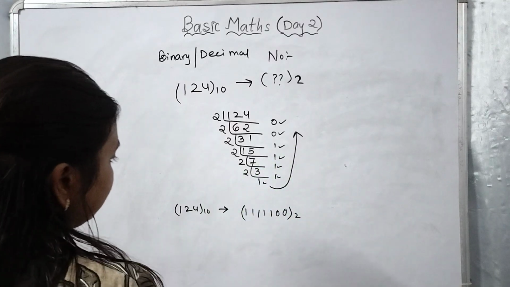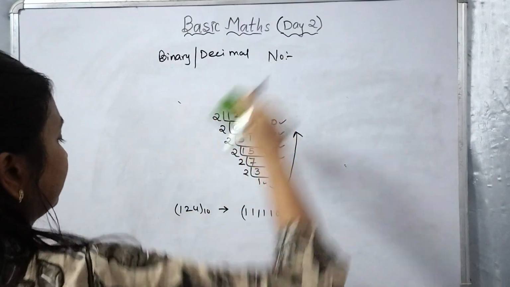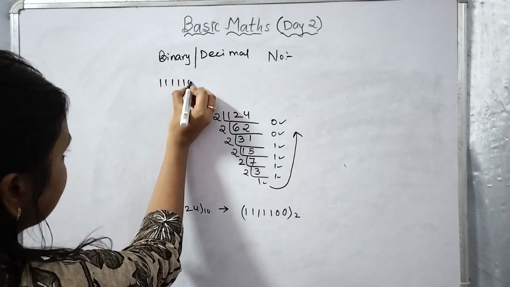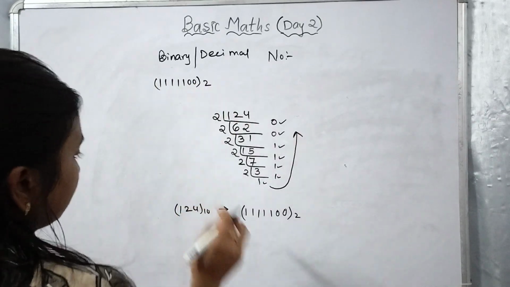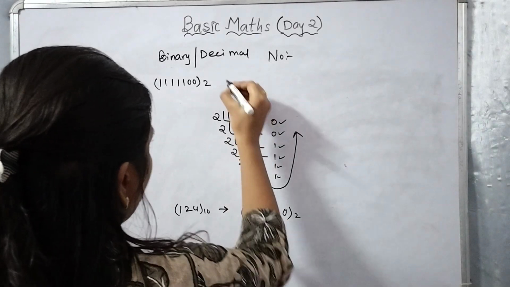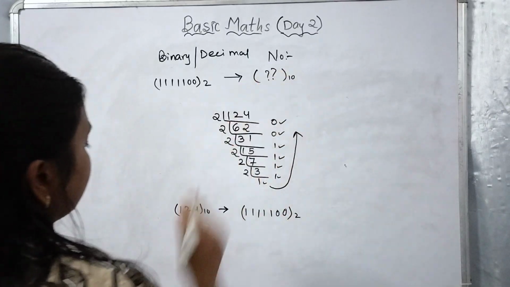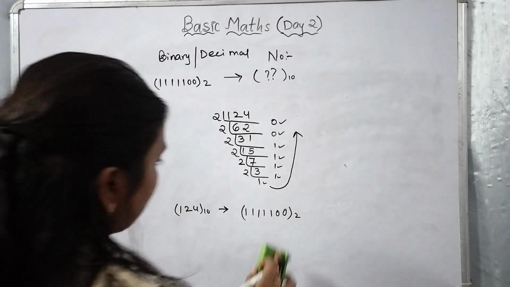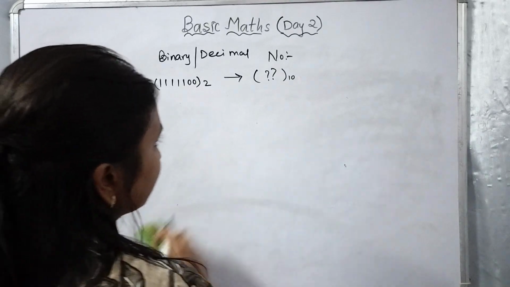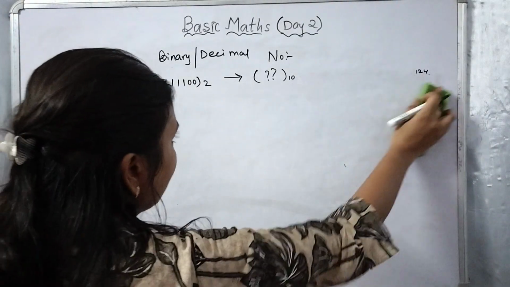From binary to decimal, let's take this example. We have 1 1 1 1 1 0 0. This is our question, 1 1 1 1 1 0 0. Now we need to convert it into decimal. Fine? So let's see how we can do this. I am rubbing this. 124 was our answer. Fine? So now let's forget that 124.